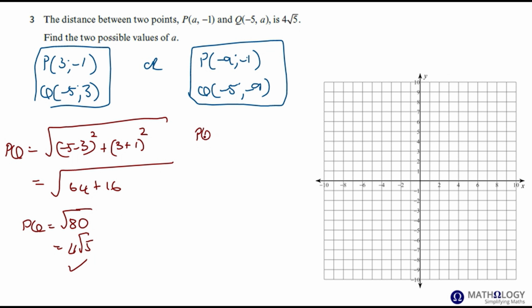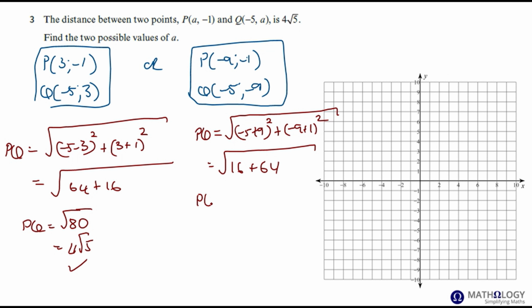And likewise, in the second case, PQ equals the square root of (minus 5 minus minus 9), so minus 5 plus 9 all squared, plus (minus 9 minus minus 1), minus 9 plus 1 all squared. That's the square root of minus 5 plus 9 is 4, 4 squared equals 16, minus 9 plus 1 is minus 8 all squared is 64, and again we get PQ equals the square root of 80, which is 4 root 5, so our solution is correct.